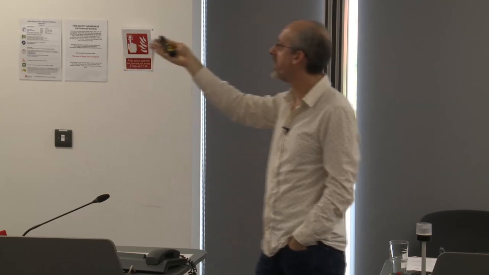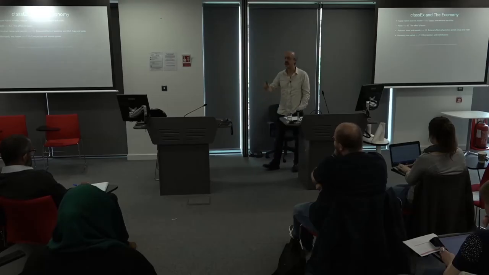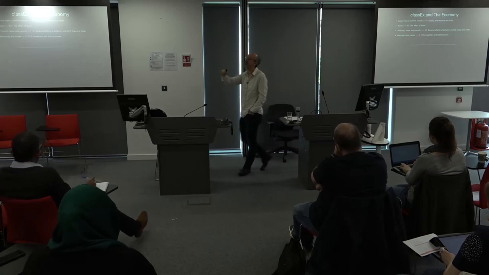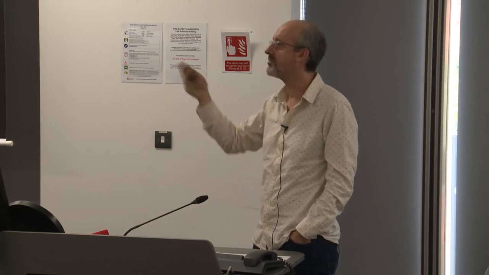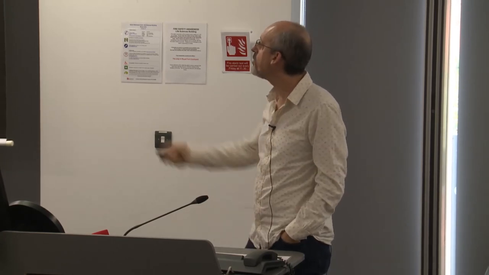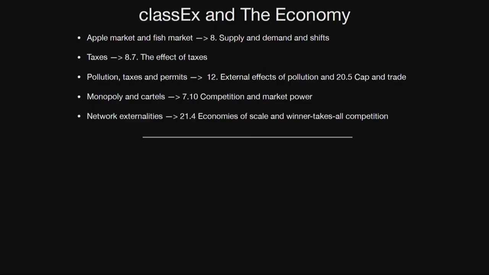We have monopoly and cartels, and I told you, monopoly is an exercise, it's not really an experiment, but then there are cartels and they're competing monopolies. And there is also an example of price discrimination, where you have students and non-students. And then we have network externalities, and this is the experiment we use for the last class.